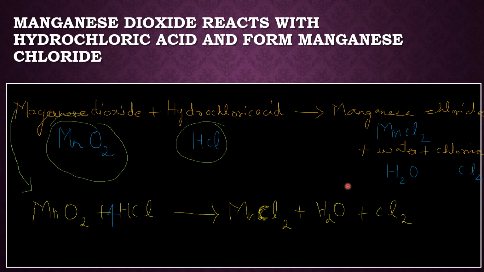So now how can we balance this? What number can we mention here? If I mention here 2, if you multiply subscript and coefficient, it accounts to 4. So now hydrogen is also balanced. So manganese is balanced, hydrogen is balanced, and chlorine is balanced. And what about oxygen here?